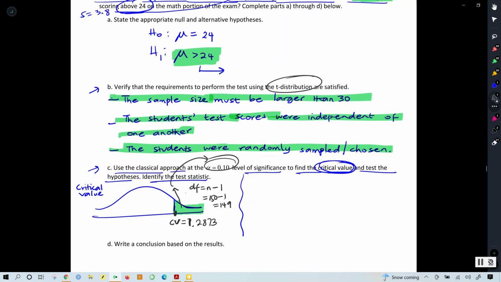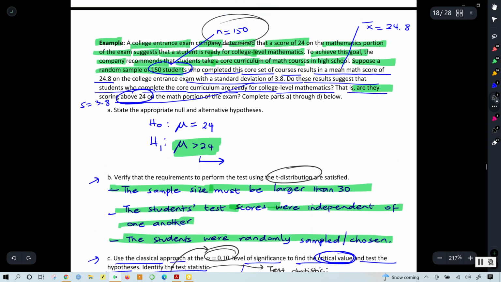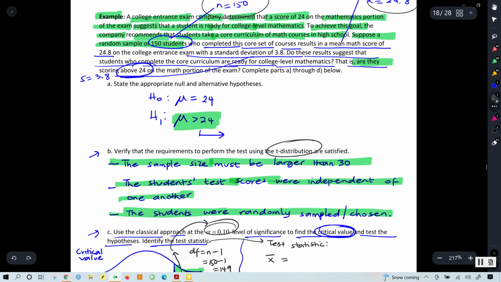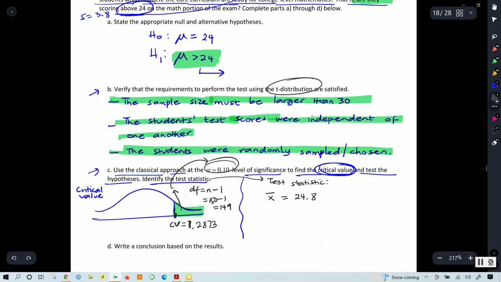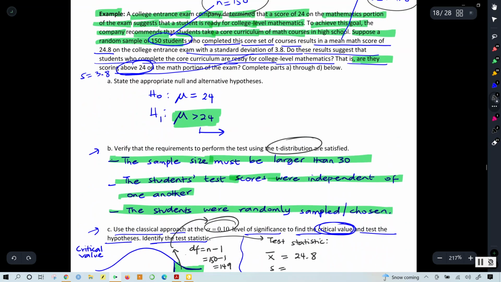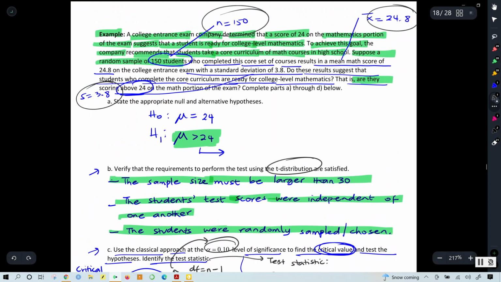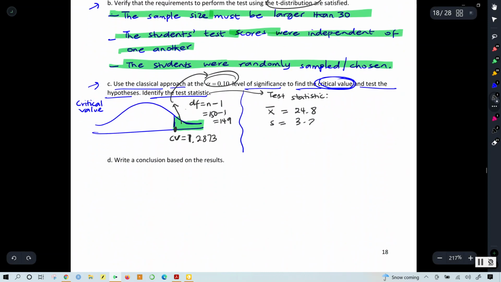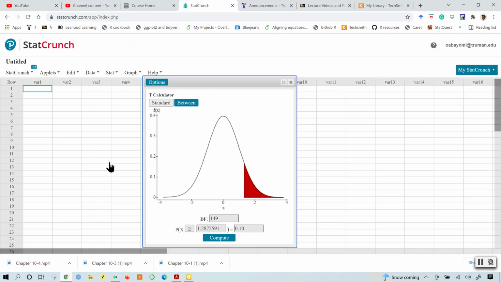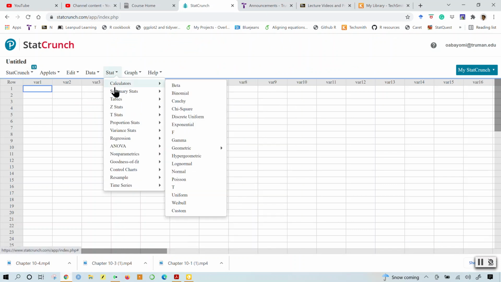And then the next thing is to find the test statistic. So what is my test statistic? I need my X bar, the sample mean. The sample mean was 24.8. I need my sample standard deviation, which was 3.8. And I need my sample size, which is 150. I'll take all of these quantities to StatCrunch.